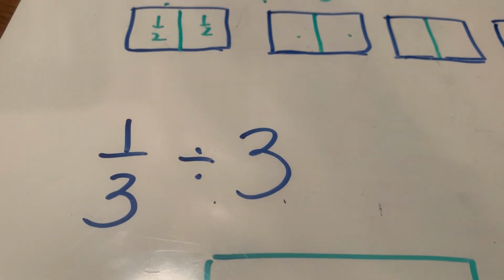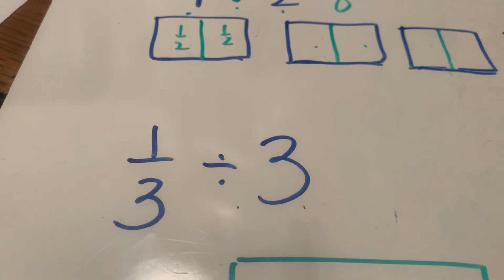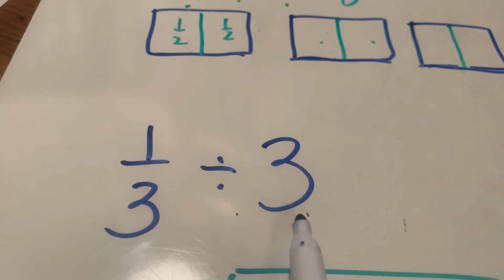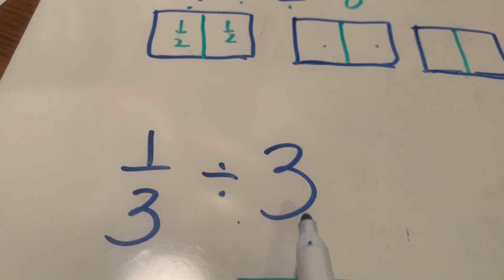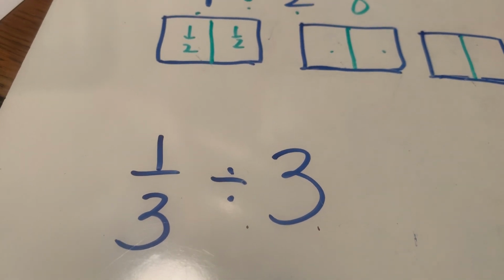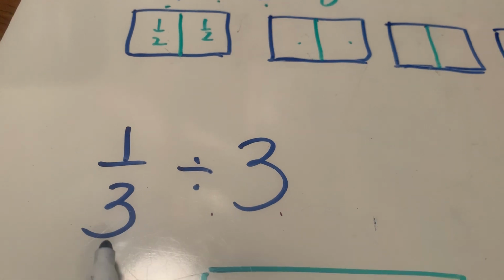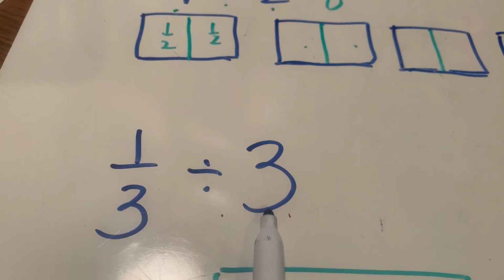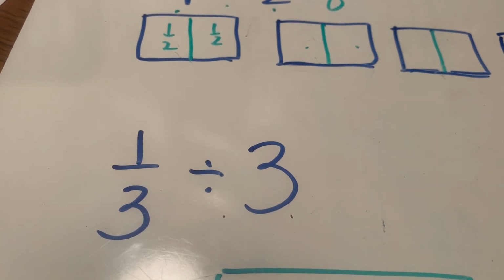That's a lot to think about. How many whole groups of 3? Well, I know there are no whole groups of 3. There's probably a part of a group of 3, but again, that's a lot to think about. So let's try the other way. What if I took 1/3 and divided it into 3 pieces? Oh, well, I could think about that.